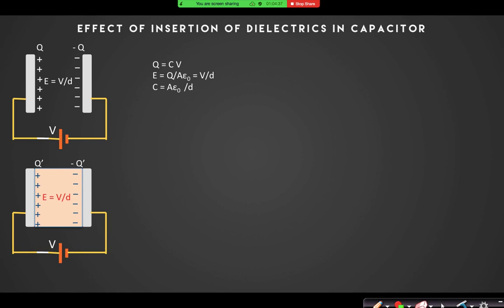But what about the electric field in between the dielectric? Will that electric field also be V by D, or will the electric field change now? It will change. Yes, sir, it decreases actually. It will decrease. Alright. Why will the electric field decrease?